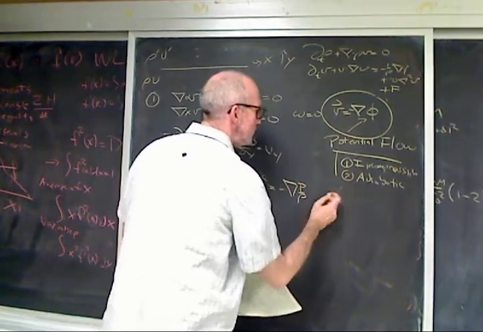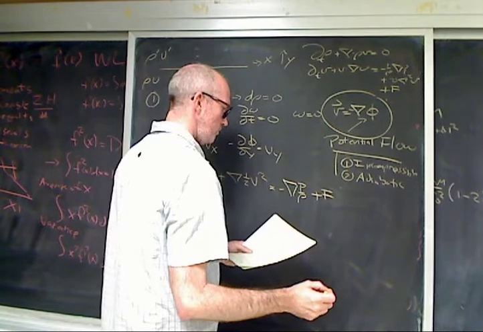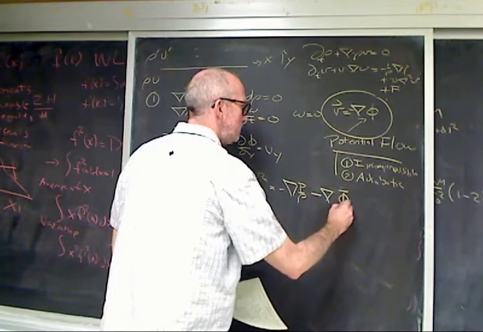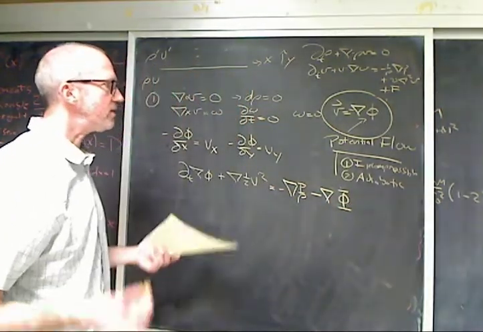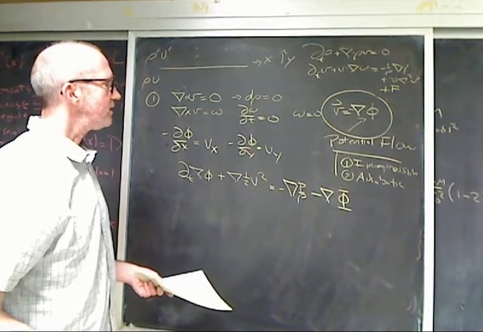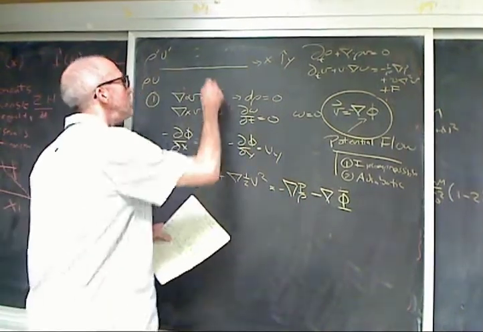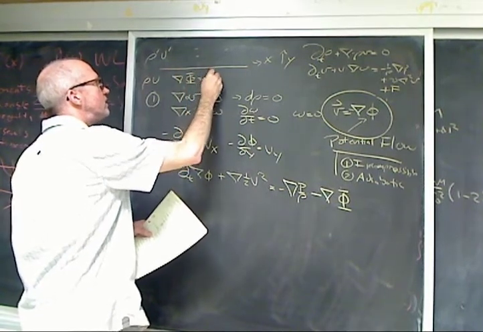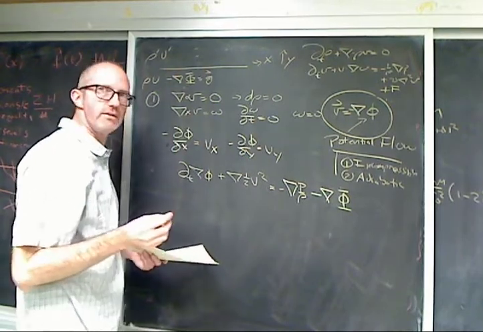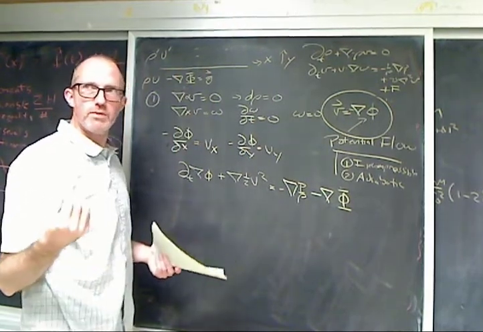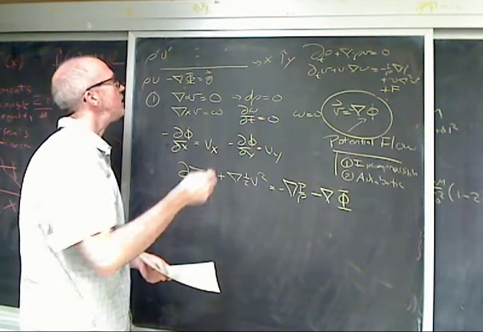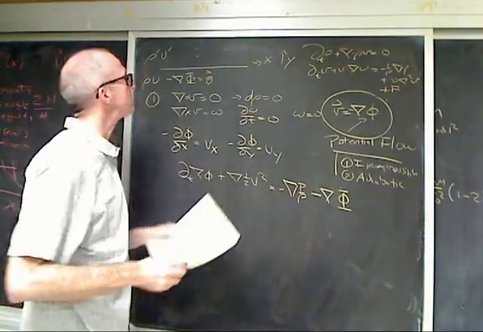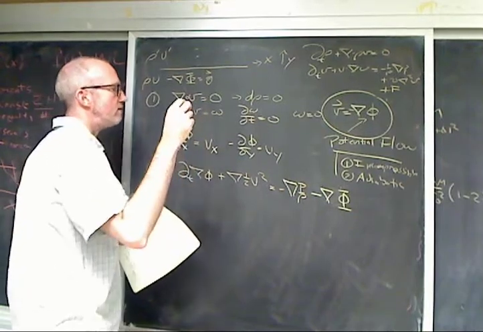Now I need a force in here, plus F. What force should I use? I'm going to use minus grad big phi. Big phi is the gravitational potential, so now I've got two phi's running around, which is a little annoying. How does big phi work? Minus grad big phi is the gravitational acceleration. That's why we define a potential: just like this, the force is the gradient of a potential. So the gravitational acceleration is minus grad big phi.